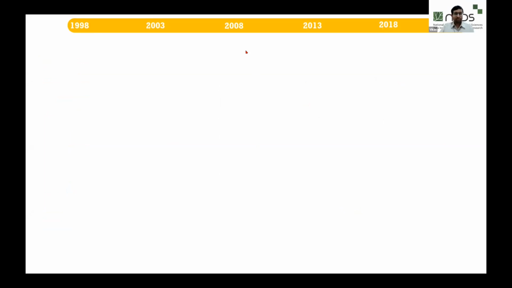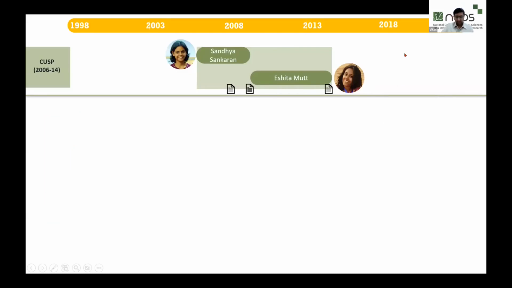So we finished the structure theme today, and I'll take you all through the journey of how we had these 4 talks discussing protein structures. We started on 9th of March with the first talk on the structure theme, where we began with structural conservation, where we discussed an algorithm called CUSP, where the key players were Sandhya Sankaran and Ishita Math, and we also had multiple publications coming out of this work.